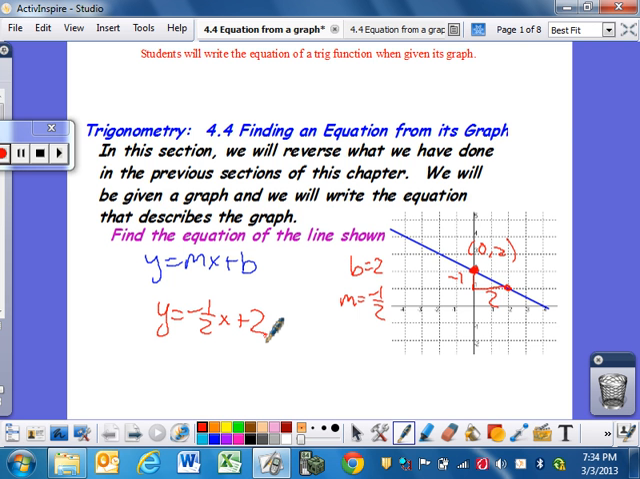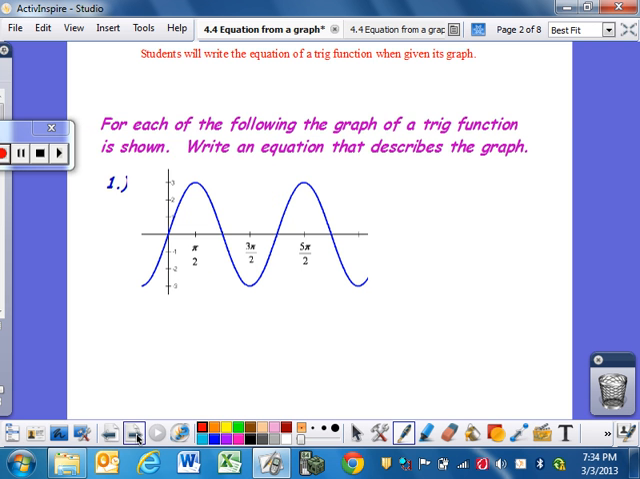So what you might want to do is have your blue sheet out so that you can refer to the general form equation. So y equals a, and then you can interchange sine, cosine, tangent. I'm just going to say sine of b(x minus c) plus d. Okay? So a refers to your amplitude. B is involved with your period. It's not the period, it's involved with your period. C is your phase shift. D is your vertical shift.